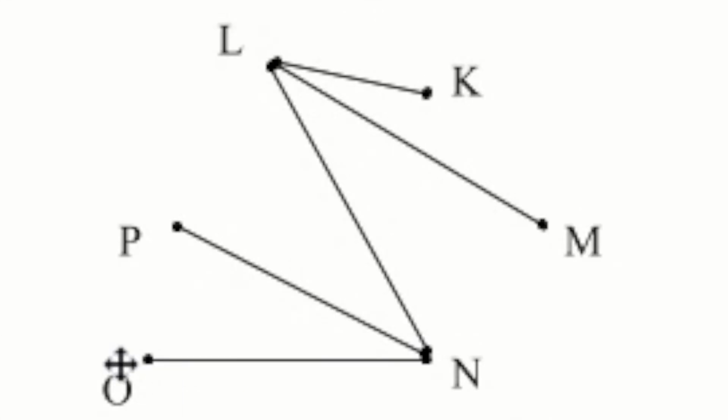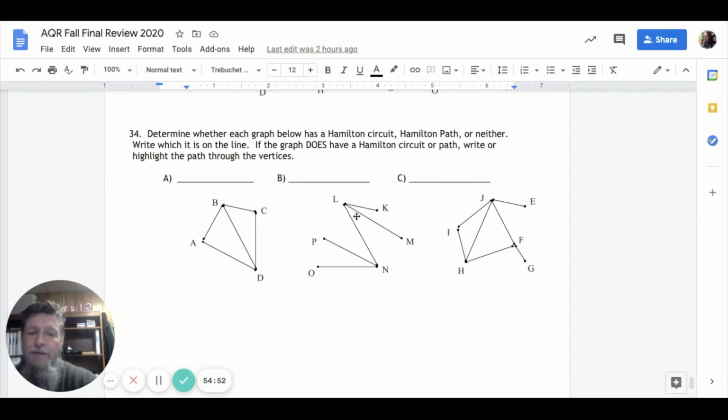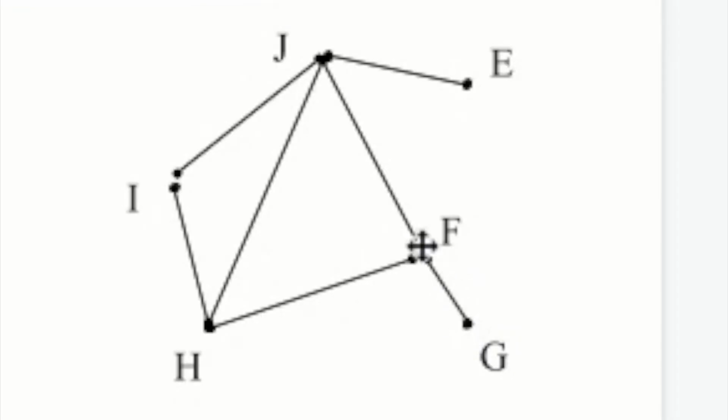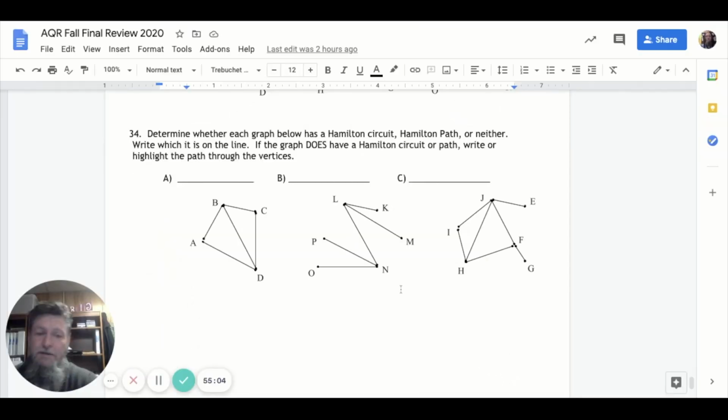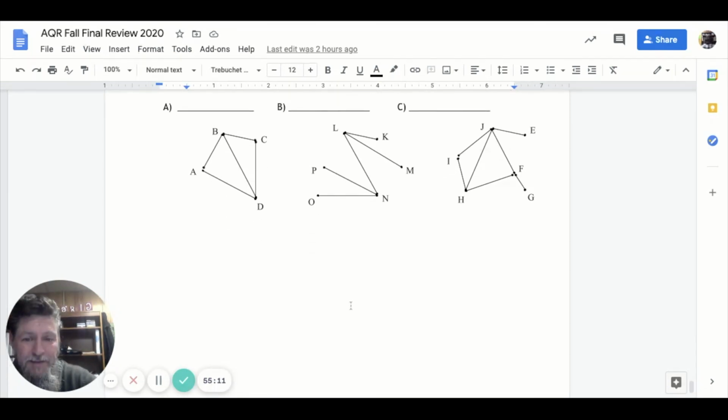On this one, no. We can't go into any one without being able to come back out. You can go to L and N, but you can't go to K, M, or P if you start at O and you're stuck. So that's neither a Hamiltonian circuit nor a Hamiltonian path. How about this? Can we do a Hamiltonian path? Sure can. Look, start at G. G, F, H, I, J, E. We touched every vertex exactly once. Did we start and stop at the same one? No. So a Hamiltonian circuit does not exist, but a Hamiltonian path does.